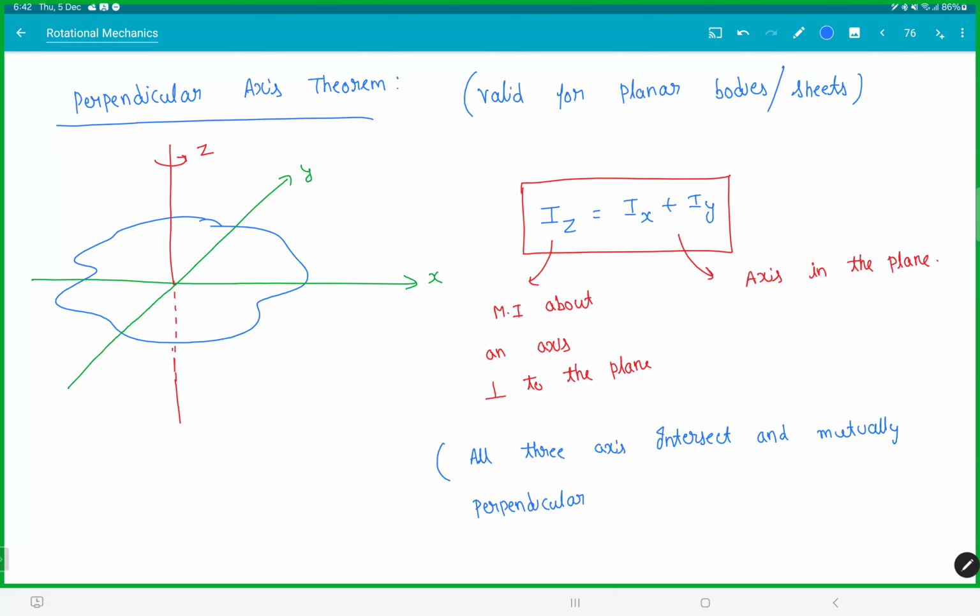Okay, let's see some examples how to use this. Now, this perpendicular axis theorem is useful to find for sheets, but there is a condition. If the sheets don't have symmetry, this is useless. I'll show you what it means.